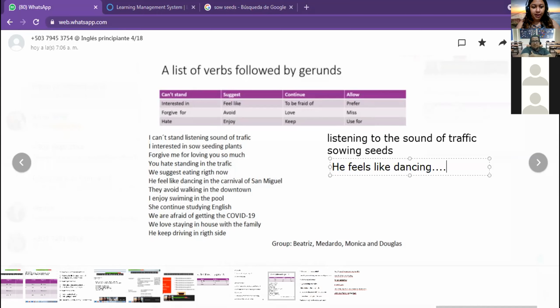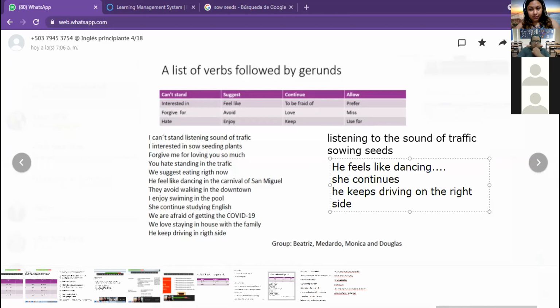Okay. Now, I enjoy swimming. That's great. She continues studying, right? Studying. Very good. Now, we're afraid. That's good. We love staying in the house. In the house, right? And we keep driving on the right side. On the right side. All right. He keeps driving. Thank you. He keeps driving on the right side. There you go. Okay, very good.